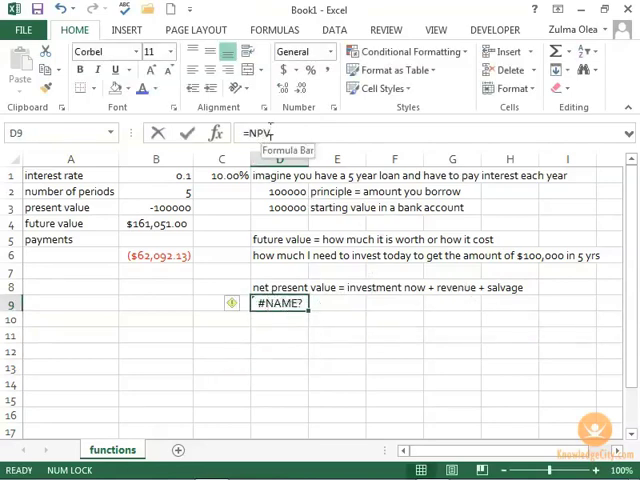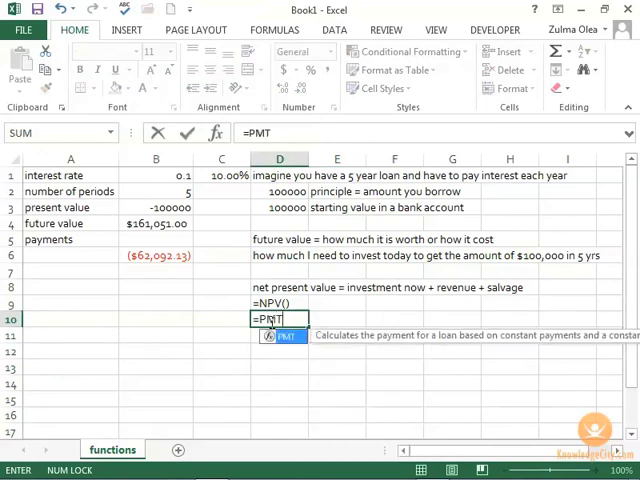Because I didn't put anything in here, it's going to say name. So what I'll do is put a quote mark here just so you can see the formula, although I didn't put numbers in it. There it is, net present value. Other formulas that are very useful. Here's another one. Payment.